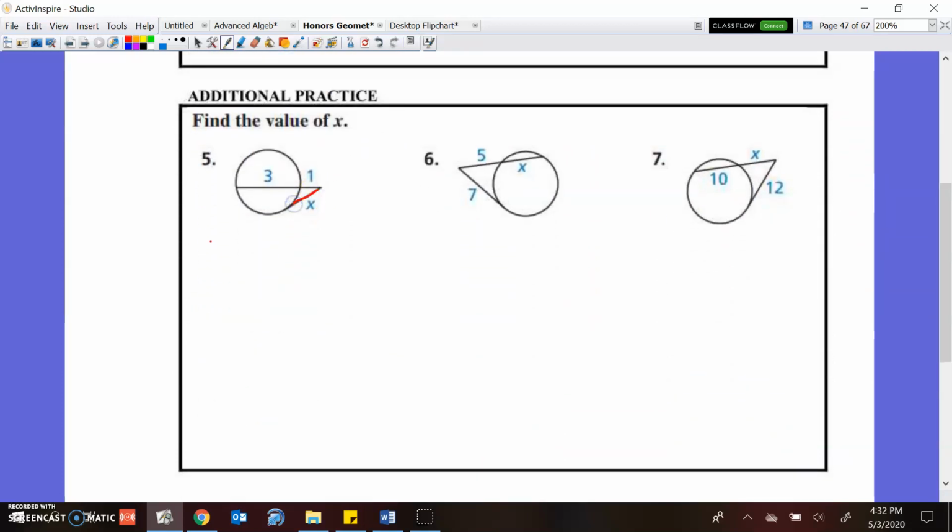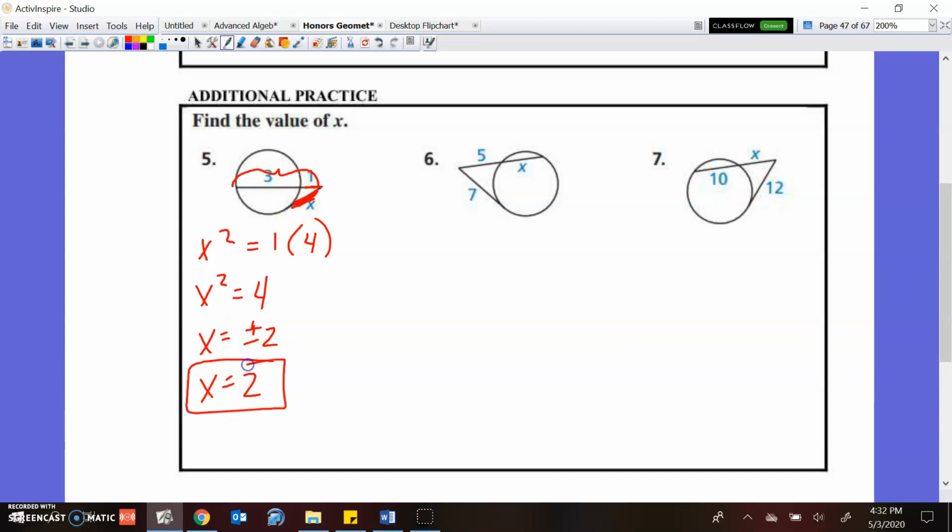Okay, let's practice setting up this next one. I'm going to say this outside portion x of the tangent, so it's just x times x or x squared, equals this outside portion times the entire length, which is 4. So x squared equals 1 times 4, or 4, so x equals plus or minus 2. But I can't have a negative length, so x only equals 2.